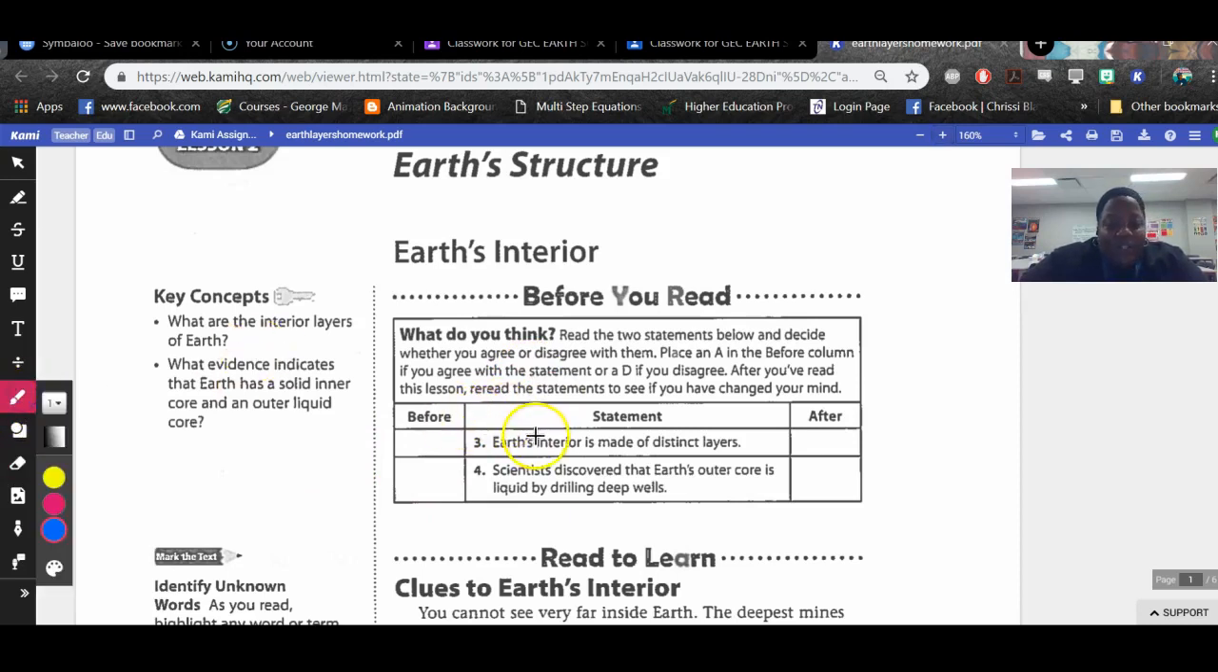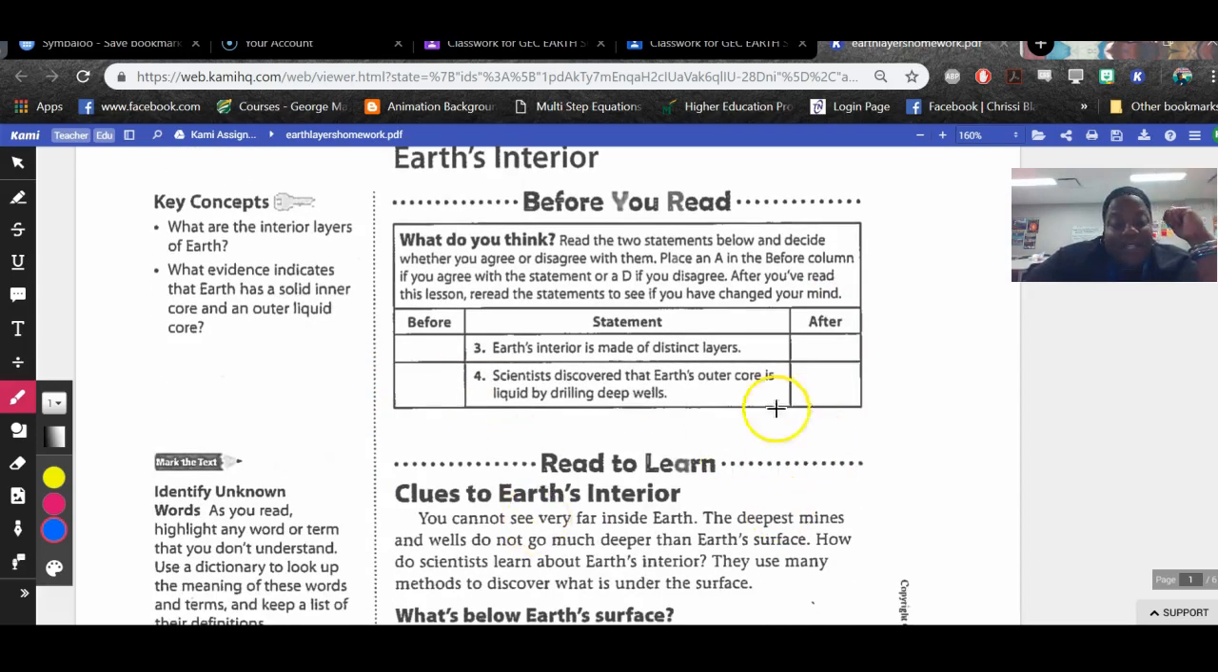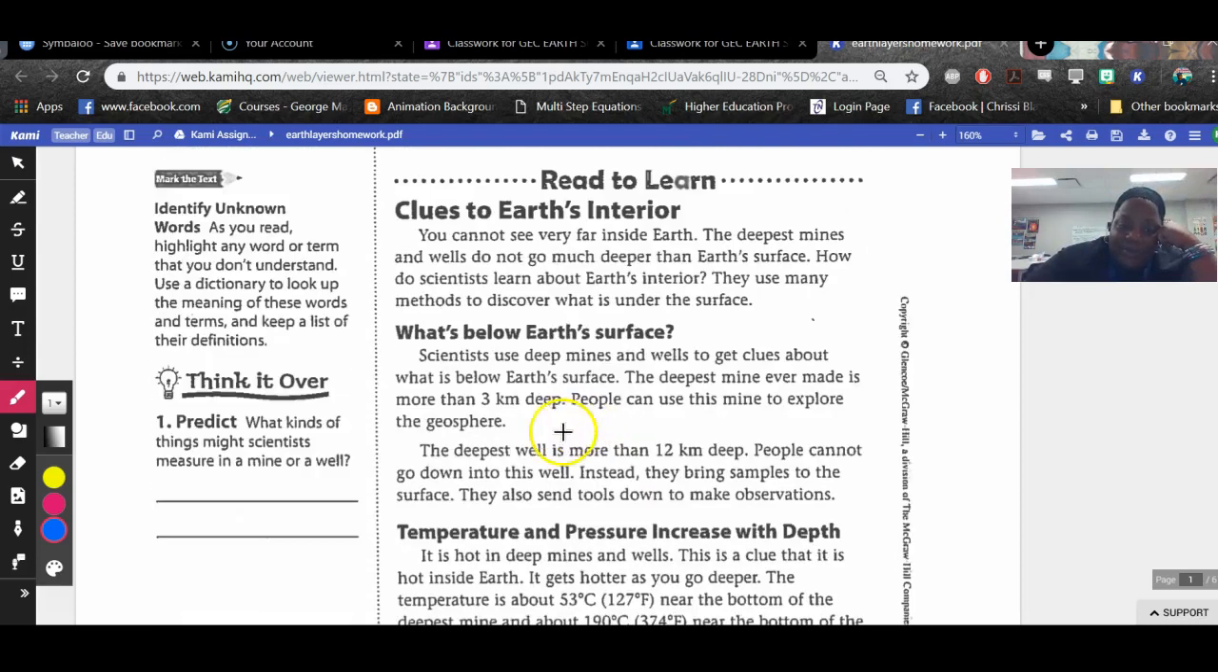The first one, number 3: Earth's interior is made up of distinct layers. Do you agree or disagree? You can put an A here or a D here. And for number 4: scientists discovered the Earth's outer core is liquid by drilling deep wells. Again, you can put A if you agree or D if you disagree. And then after you do your reading, you go back to see if your answers have changed. But again, you don't have to worry about this part too much, okay?